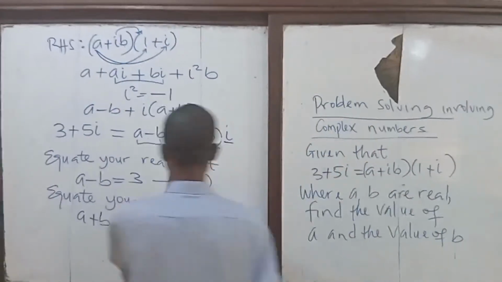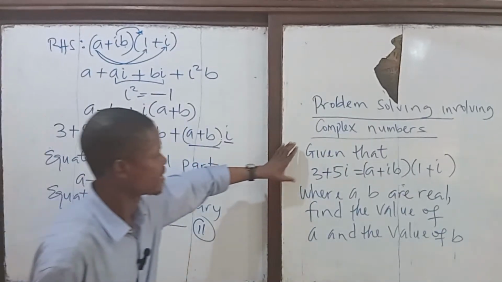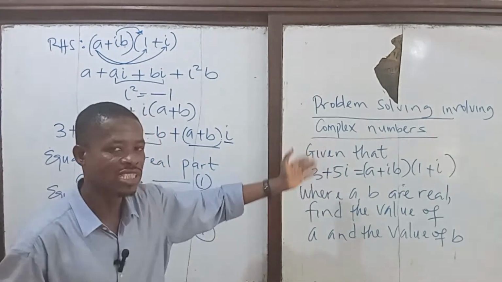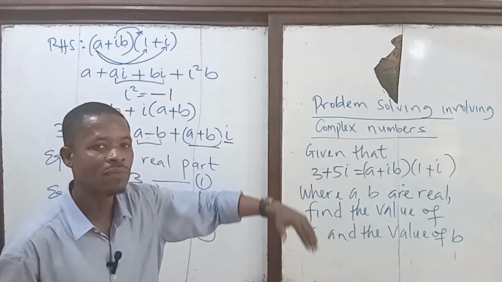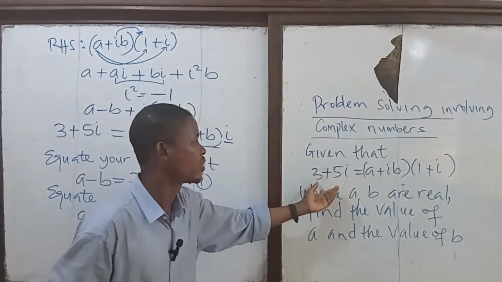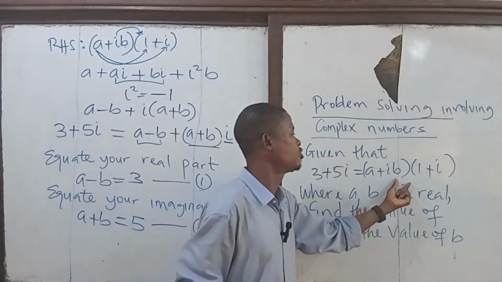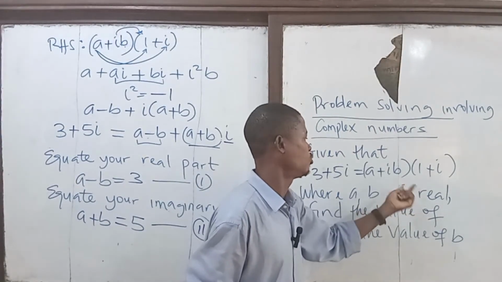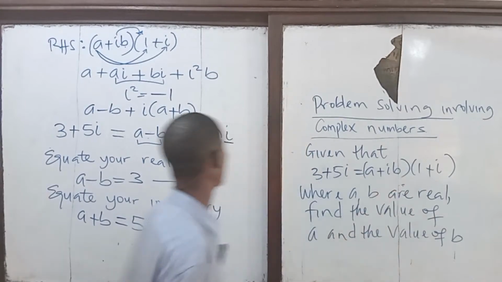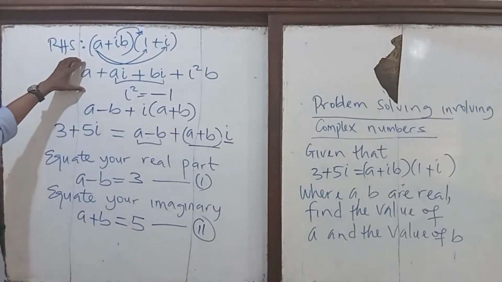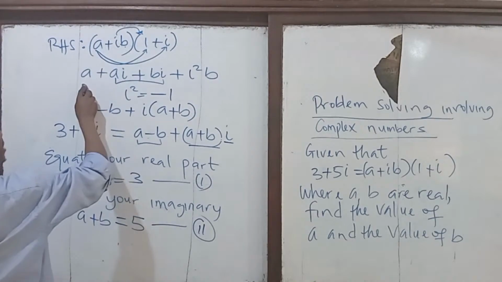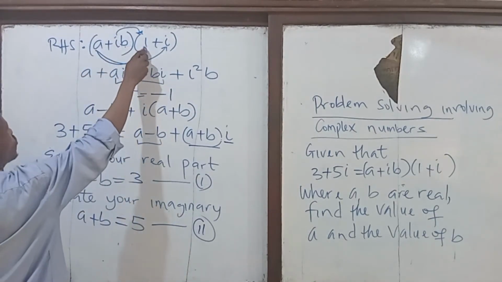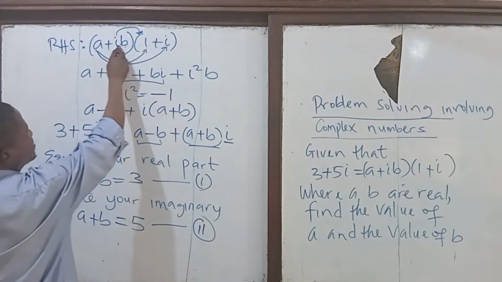Let me quickly recap what we have done so far. What we are looking at is this question, which we call equality of complex numbers. What we do is expand, doing the multiplication of the two complex numbers. This one times this one gives a, this one times the last one gives ai, and then ib times 1 gives bi, and finally this times this.